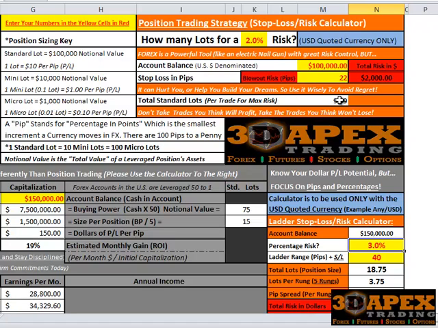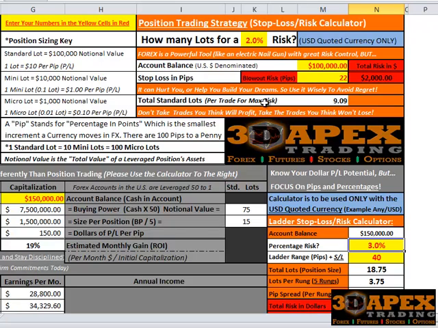A standard lot in the currency market is 100,000 of the base currency. The first decimal would be the equivalent of a mini lot, which is 10,000 of the base currency. And the second decimal place in this spreadsheet is the micro lots. So you could express this as 9.09 standard lots, 90.9 mini lots, or 909 micro lots. It's all the same thing, it's just changing the decimal place. And so that's how you do it.